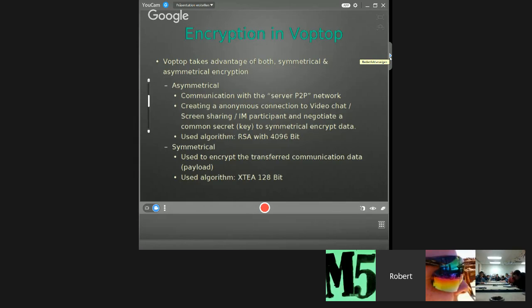Later I will say a little bit more about the protocol, then it will be more clear why we are using asymmetrical encryption for building the connection to other communication participants.